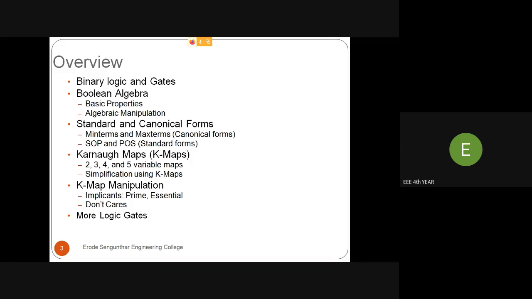In digital logic circuits, first of all, we will discuss the overview of DLC, digital logic circuits. The first topic is binary logic and gates. Next, Boolean algebra. Next, standard and canonical forms. Next, K maps, simplification of K maps, and K map minimization. Next, different types of logic gates.